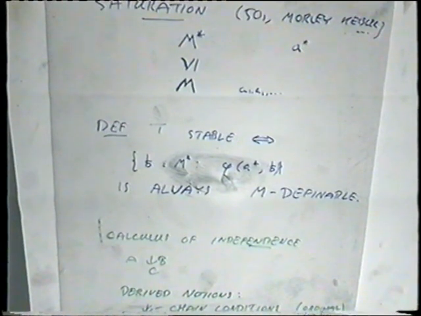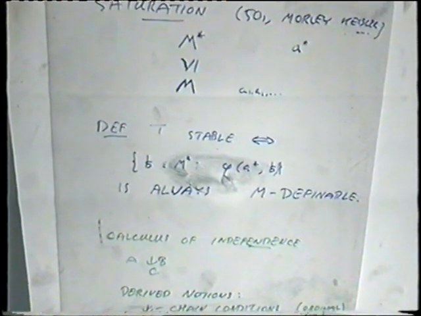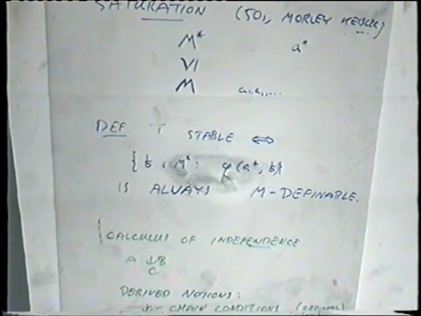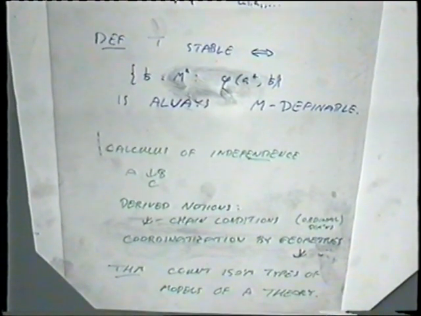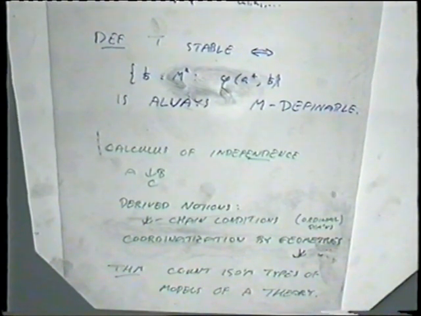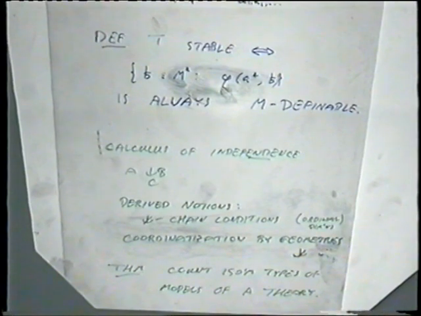Stability says this set is always a definable set. So it's a very strong assumption, which is true, for example, in algebraic geometry. This has to do with a notion of a generic point and the property of unique behavior of generic points. This is something that exists in complex algebraic geometry, but not, for example, in real algebraic geometry.